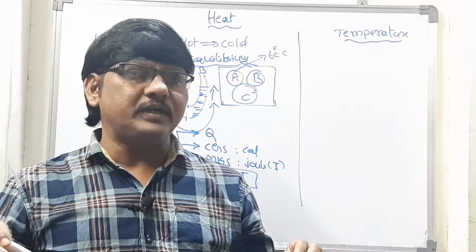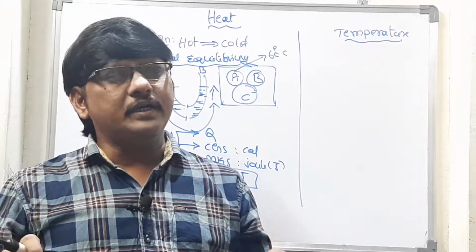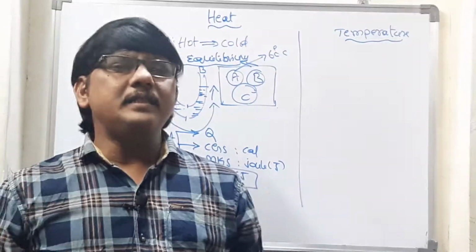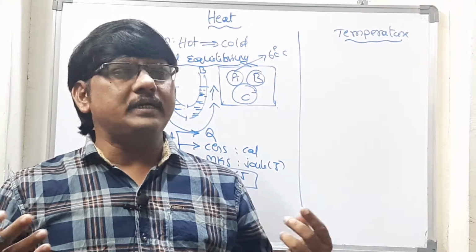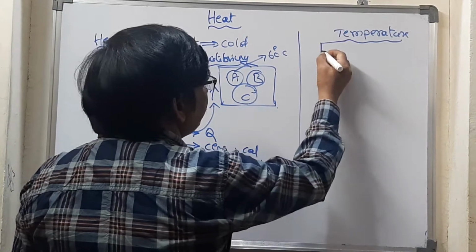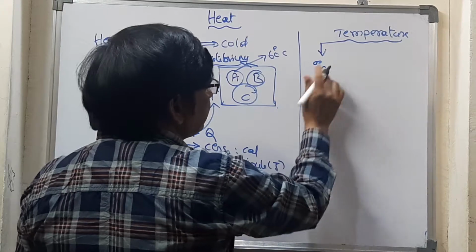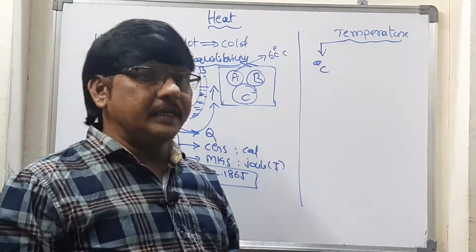Ultimately, what can we say about temperature? Temperature is nothing but the degree of hotness or coldness of a body. This temperature we express in different scales. What are those scales? The first scale is degree Celsius. Celsius is the name of the scientist, and on his name we call it degree Celsius.